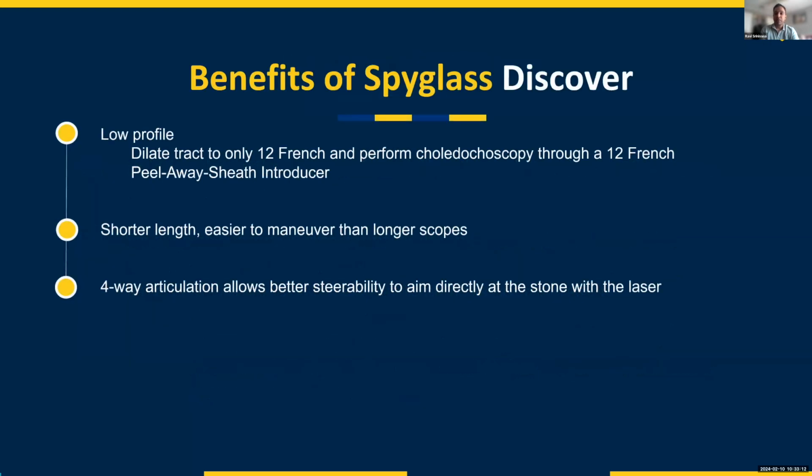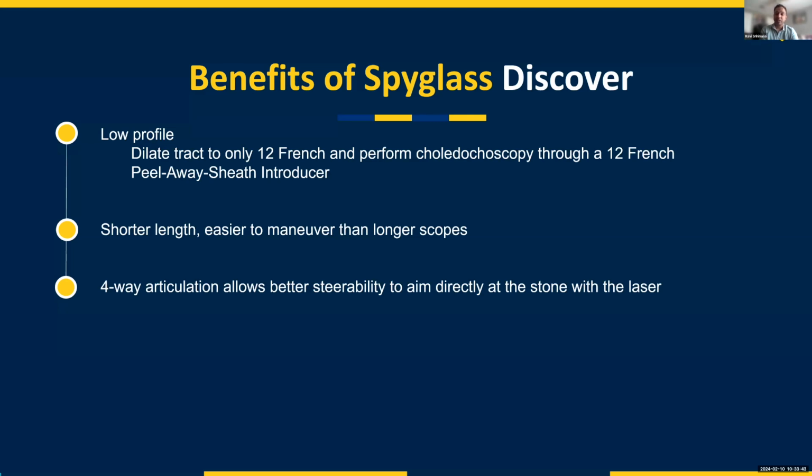Some of the benefits of SPY Discover: it's small, so it's not as big as some of the reusable scopes that we used to use in the past that were more like 16.5 French. Now this scope is about 10 French, so you can put it through a 12 French peel away sheath. It has a nice short length, so unlike the GI version of the Spyglass, which is called the DS, a long one that goes through a transoral endoscope, this one just goes through a percutaneous access. It's roughly 65 centimeters in length.